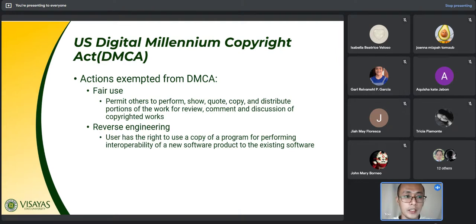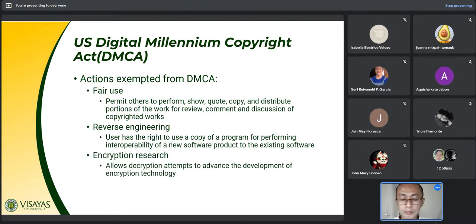And you will not be held liable for DMCA, for violating any copyright. Because you do not create new product, but instead, imo na siyang check for compatibility. Then you also have class for encryption research. Like for example, you are trying to develop an algorithm nga maka-decrypt og mga files. Then you are exempted po sa DMCA.